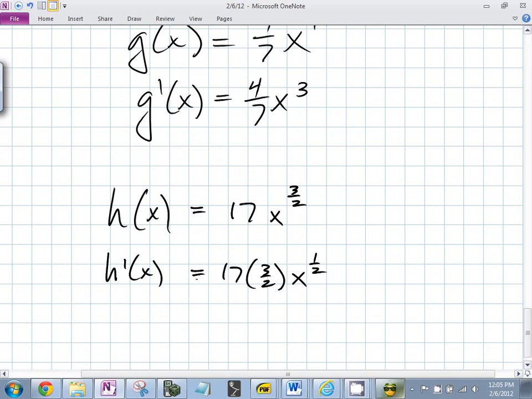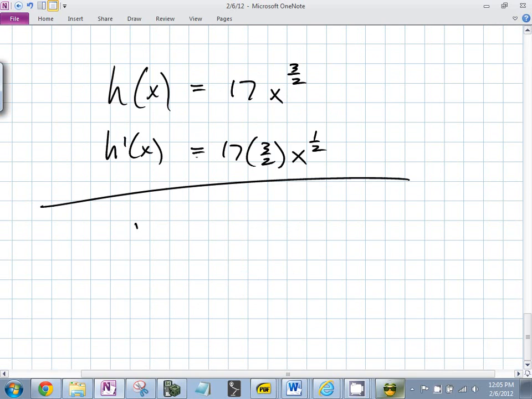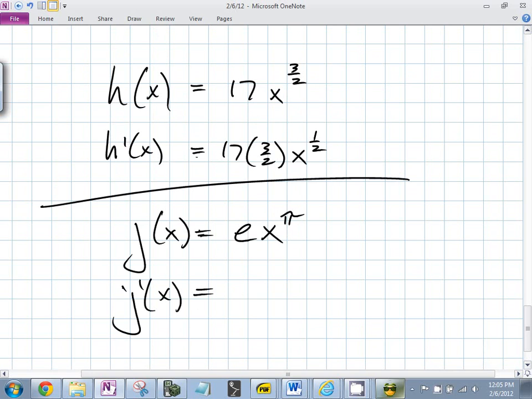Okay, what about this one? Ready? Let's make it even more fun. Let's say I gave you this. How about e x to the pi? Oh, wow. What's j prime going to be? Pi times e, x to the pi minus 1. Done. That's it. That's it. Pi minus 1. That's one. These numbers are multiplied together.